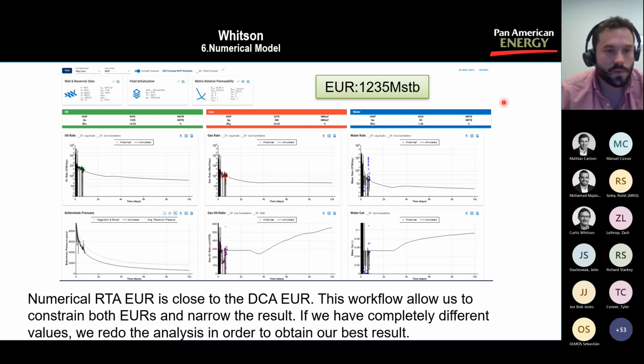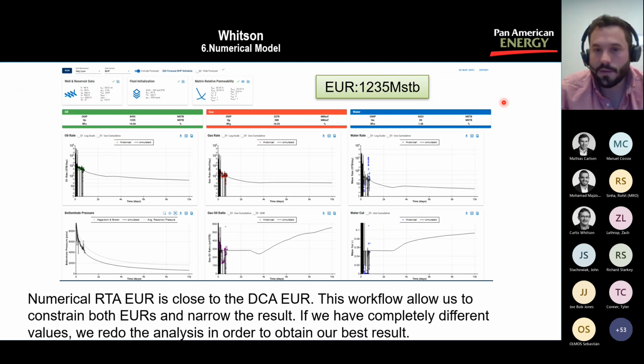So by this we generate a common process in order to unify this workflow. And if in this case we have completely different values, we always go back to the DCA, redo the DCA analysis with another look, and always try to rework it in order to have similar values like here. That is really important for us, to be on the same level.